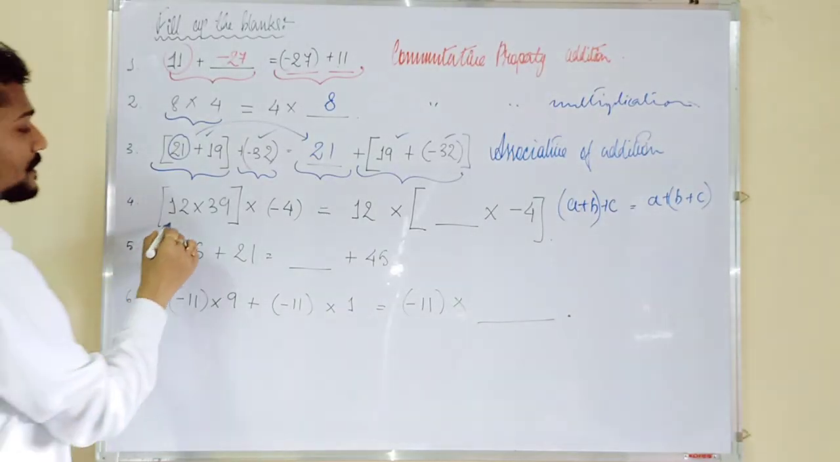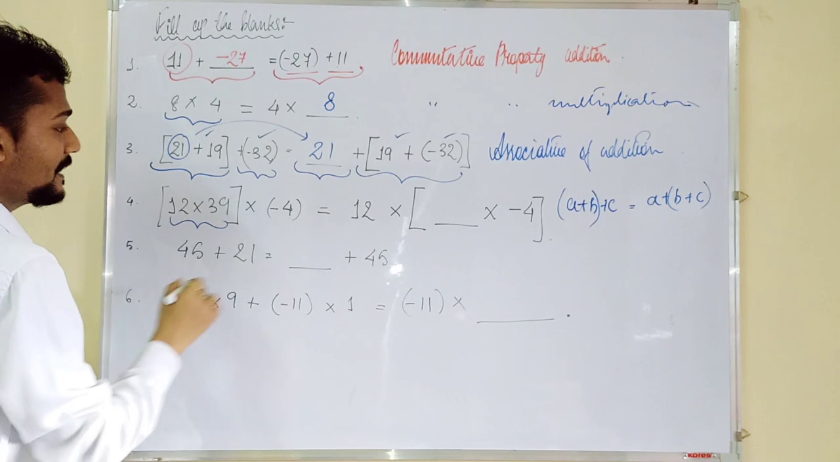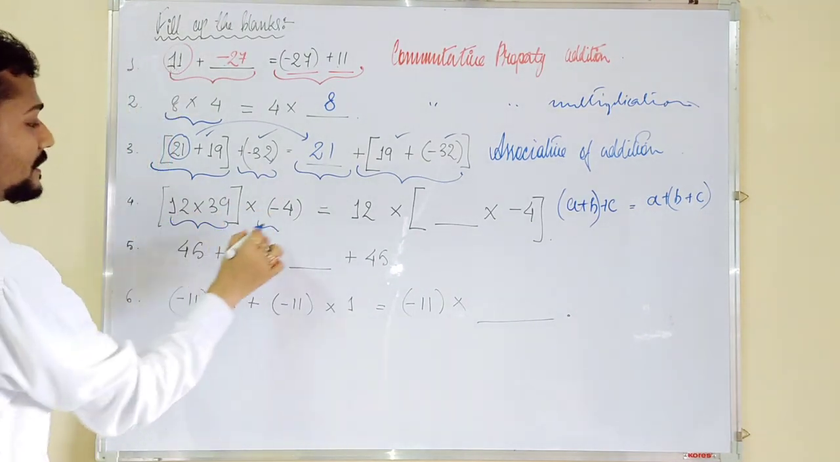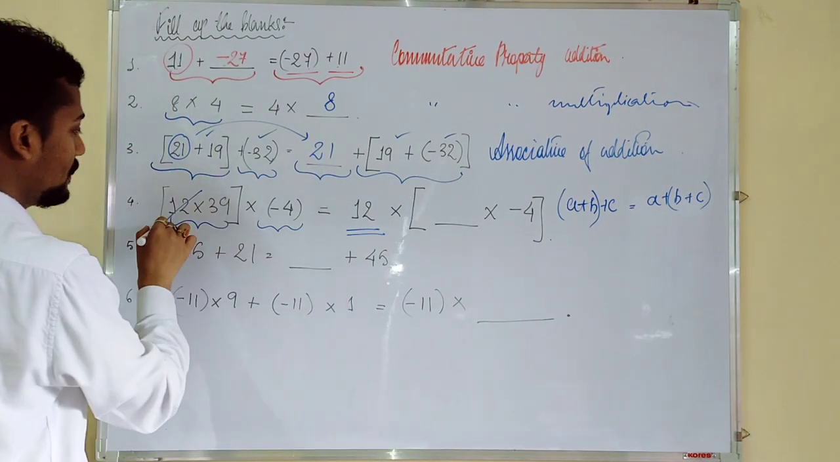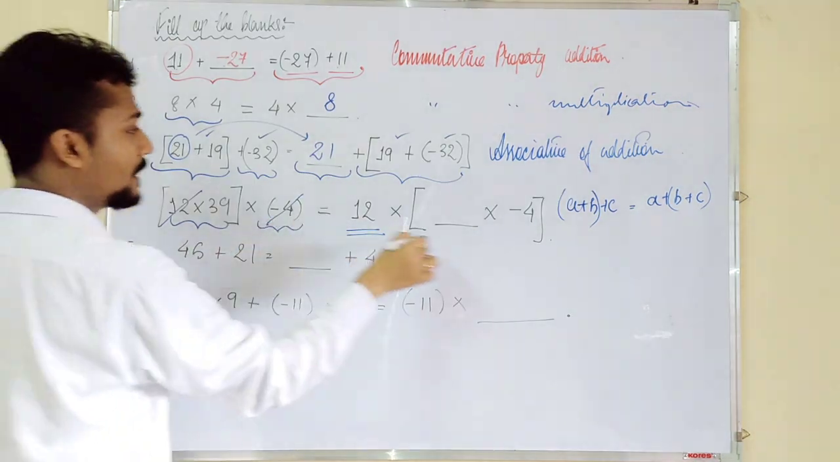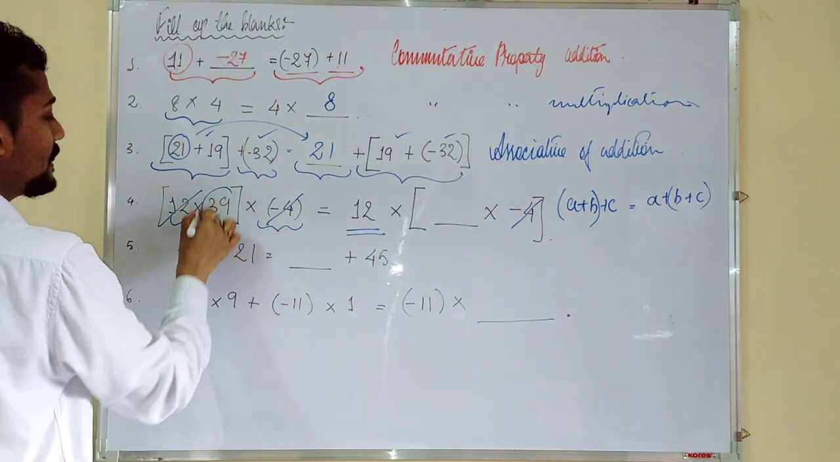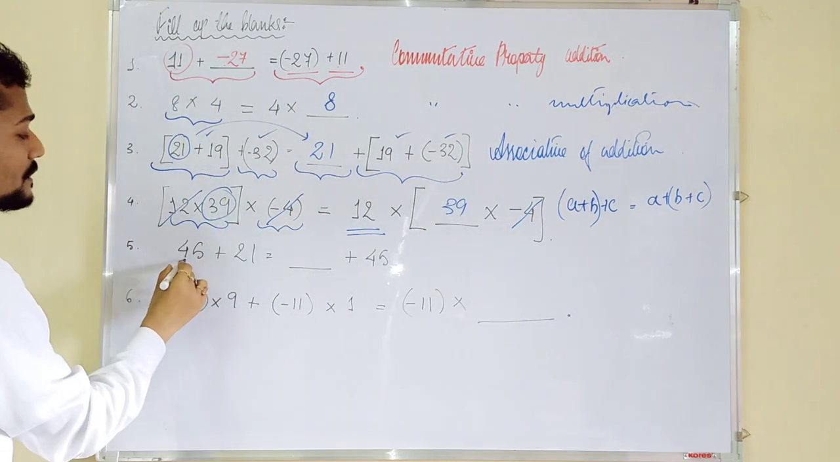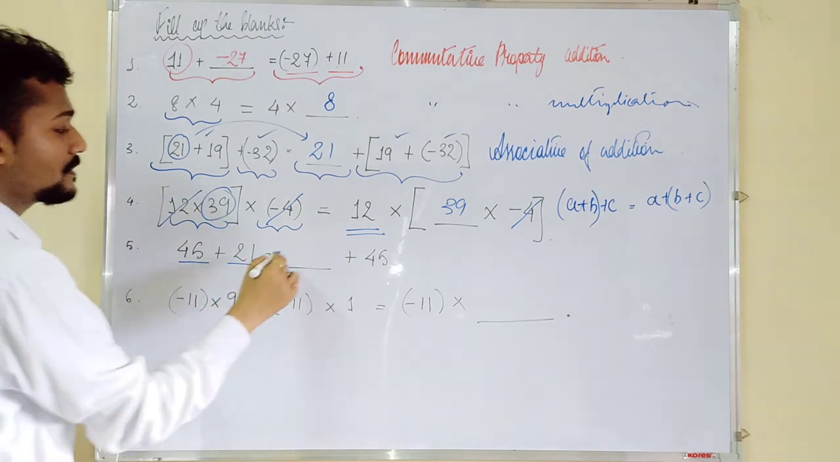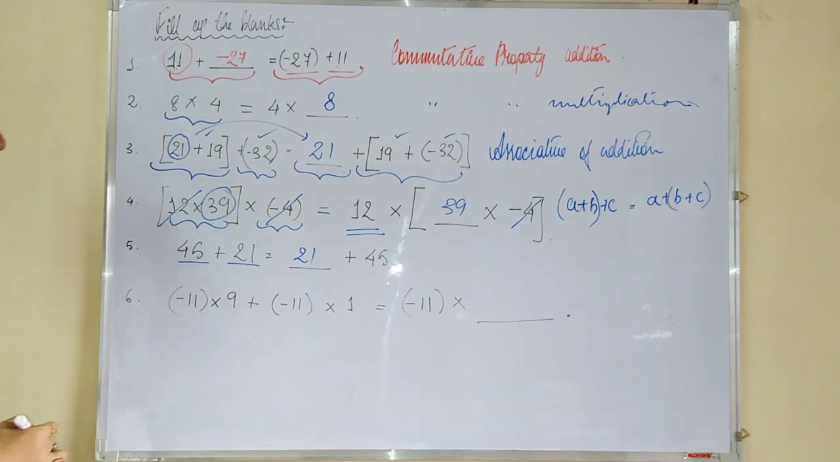In this one, 12 plus 39 plus minus 4 is equal to 12 is given, then minus 4 is given here. That means what is left? 39 will be here. Isn't it? This one is quite simple. 45 plus 21 is equal to 21 plus 45.